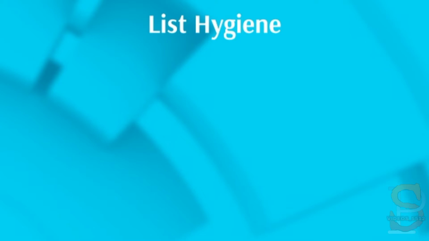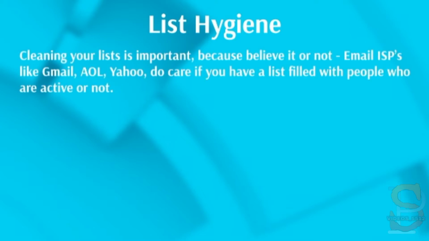So, going back to what we talked about in single opt-in versus double opt-in. If you create a double opt-in list, you still need to do a little bit of cleaning, but not as much as with a single opt-in list, where you could be getting a bunch of fake emails. In other words, clean your lists consistently and maintain that every single month. Because, like I said, email ISPs like Gmail, AOL, and Yahoo do care whether the people on your list are actually active or not. If they're not, that can be an issue.